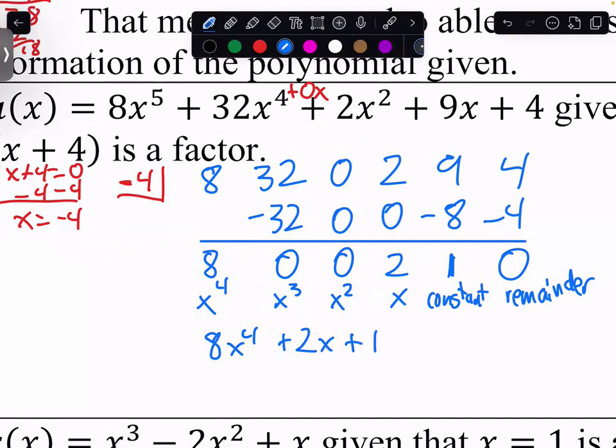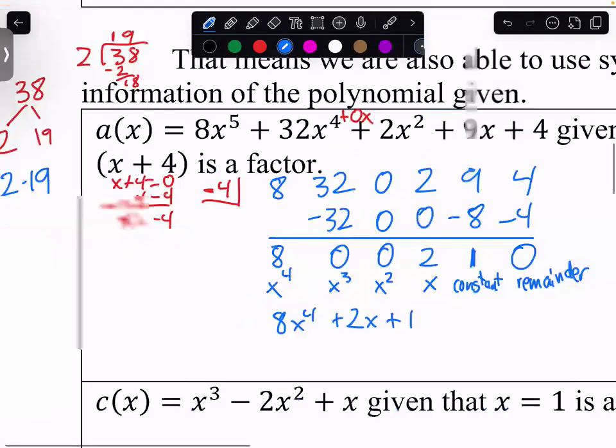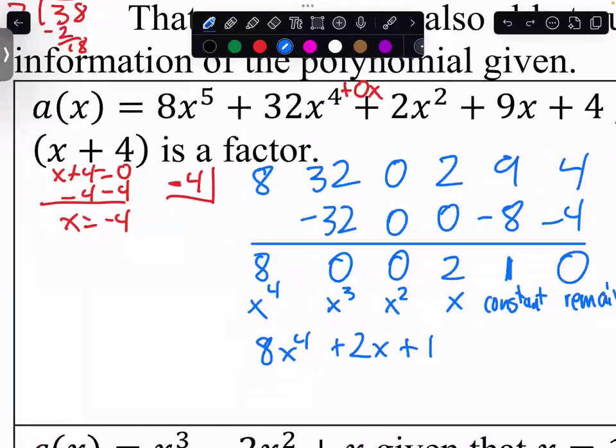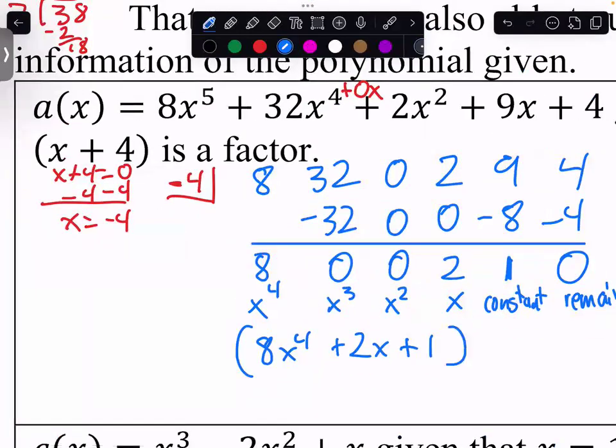Okay, so this is the answer to the division, but this is not the factored form. Because again, when you factor 38, it's not just 19, it's 2 times 19. Okay, so the factored form, you take this division answer and you multiply it by the thing you divided by.